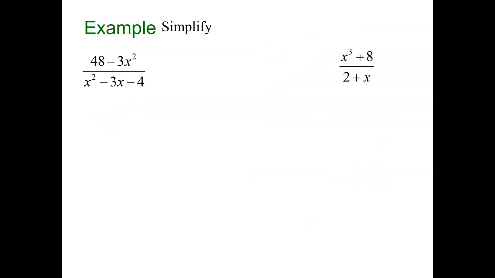Okay? 48 minus 3x squared. I need to factor it. Before it's a difference of squares, what do I do? Factor out the 3. So then I have 16 minus x squared, which then factors as a difference of squares. 4 minus x, 4 plus x. Okay, there's my numerator completely factored. Now let's look at the denominator.